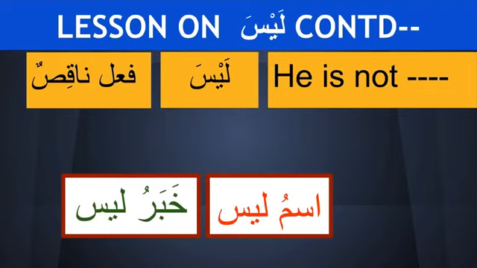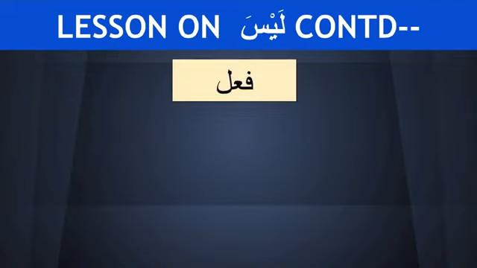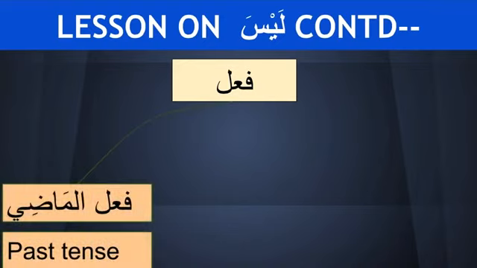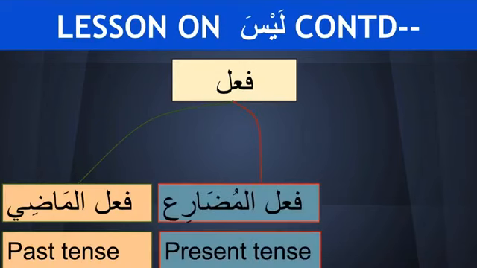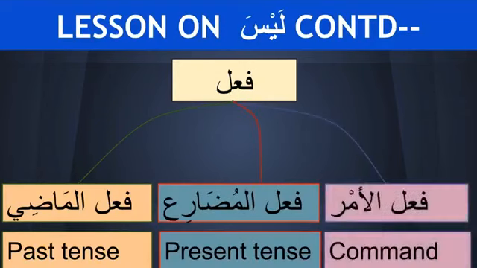So Laysa is a Fa'al. And we know that Fa'al, there are 3 types. So we have Fa'al Madi, and we have Fa'al Mudari', which is present tense, and we have Fa'al Amr, which is command. So most of the verbs, any verb which you take, can be conjugated in past tense, present tense, and Amr. For example, if you say Kataba yaktubu uktub. So he wrote, he writes, and write. So that's the normal verb sequence.